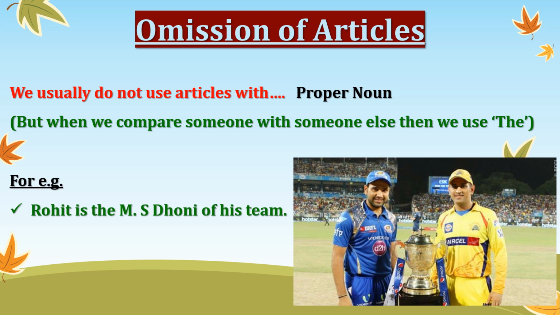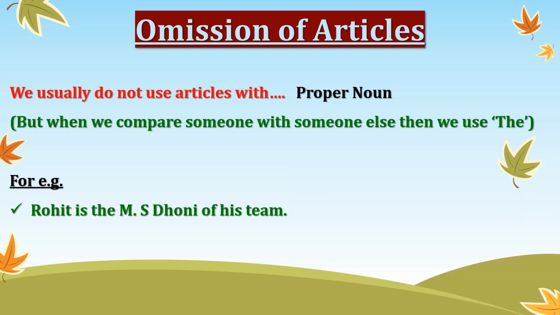For example, Rohit is the MS Dhoni of his team. Here, the first proper noun is Rohit. We have not used any article here with it. But the next one, that is MS Dhoni. MS Dhoni is a famous cricketer. We all know about him.